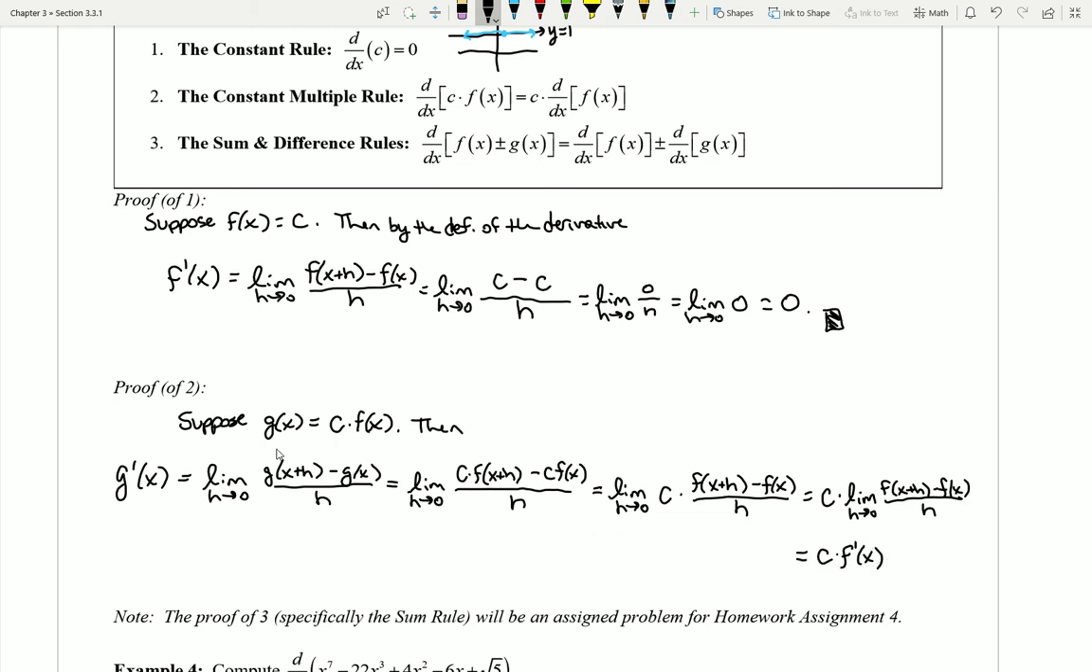So I can actually see if I take the derivative of something like c times a function, I just end up with c times the derivative of that function. And so my argument is again complete.